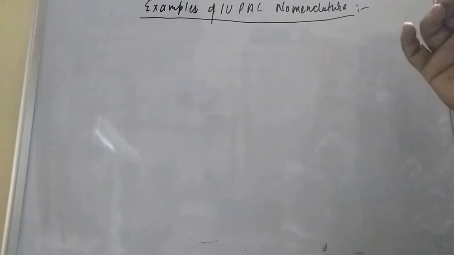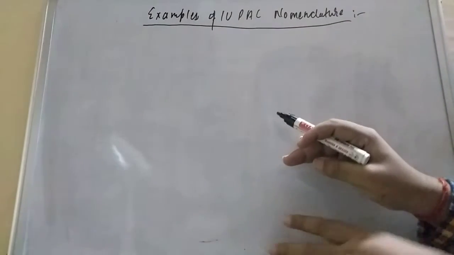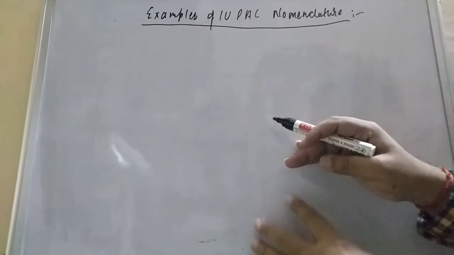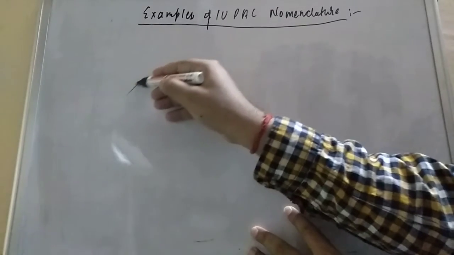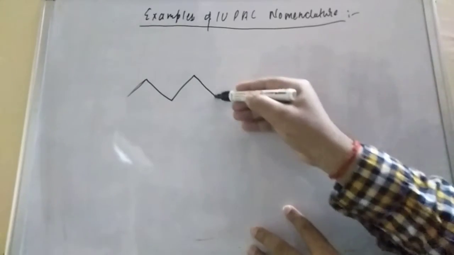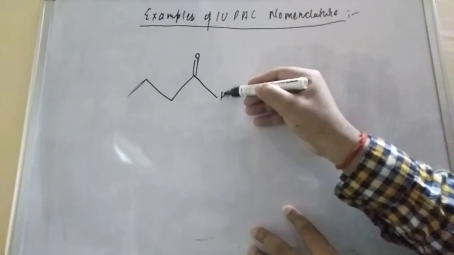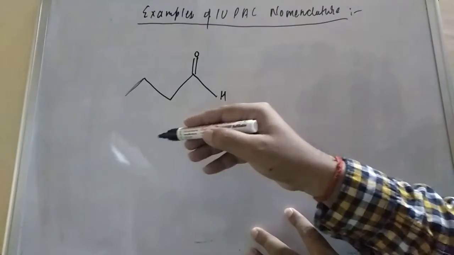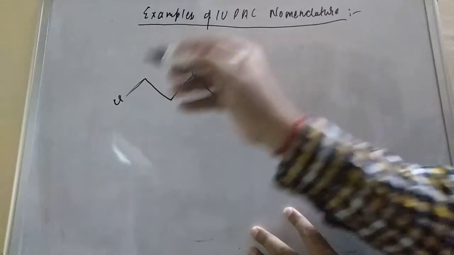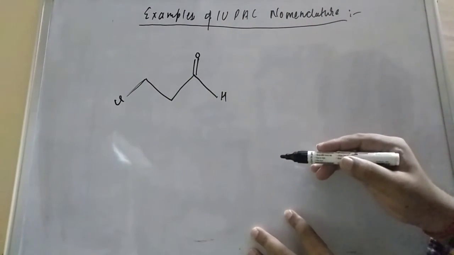Firstly, I'm writing the problem, then we will try to explain it. So here is problem number one, students. If you talk about this organic compound, here is the double bond O, and here is H. And at the end, the chlorine atom is there. Dear student, it is the bond line formula of the compound.